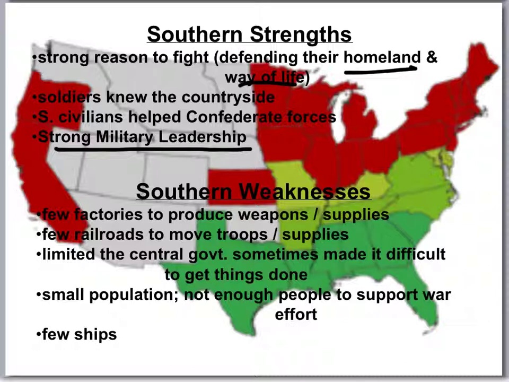Southern weaknesses, of course. And by the way, guys, the South isn't blind going into this. They know their weaknesses. They know they have few factories to produce weapons and goods. They have very few railroads to move troops and supplies. And the ones that they do have, by the way, usually just go from point to point, from A to B. They don't really even connect up to a network.